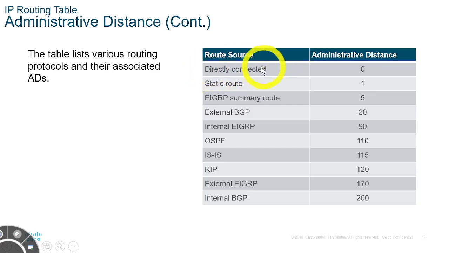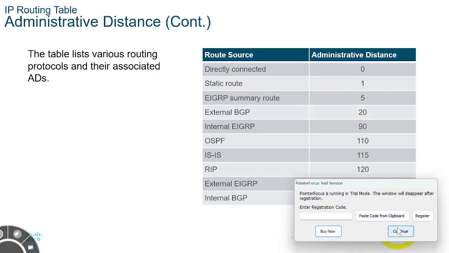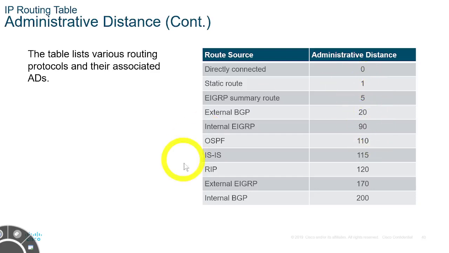It means that we should take the path, we should directly install the path whose source is directly connected. If we don't have that, the static route is the most trustworthy path to choose if we don't have a directly connected network. Okay, smaller values mean a better path to install within the routing table.